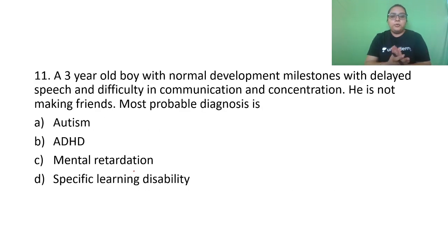Take care. Wow. So now let's come to less difficult questions. A 3-year-old boy with normal developmental milestones, with delayed speech and difficulty in communication and concentration. He's not making friends. Most probable diagnosis is, lovely question: A. Autism, B. ADHD, C. Mental retardation, and D. Specific learning disability.